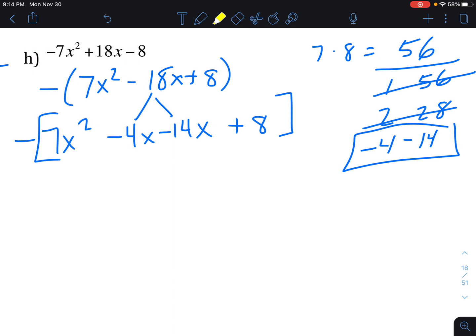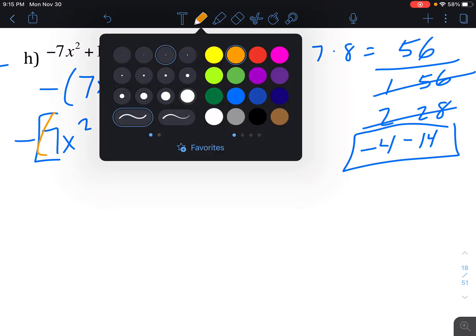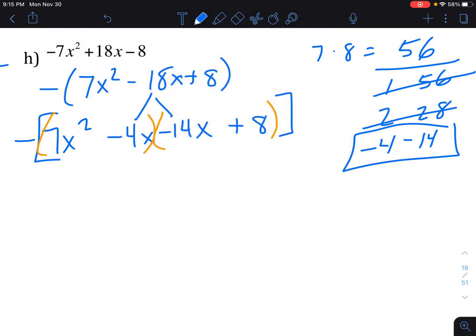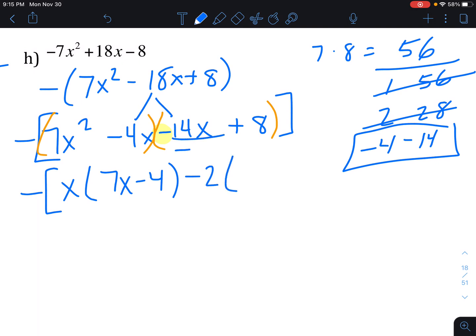Now I'm going to make my two groups, and I'm going to GCF twice. Bring down your negative. GCF of your first group is just x, so then divide by x to have 7x minus 4. GCF of your second group, be careful, first term's a negative, so put a negative. And then 14x and 8 would just be a 2. And carefully divide by negative 2 to have 7x minus 4.